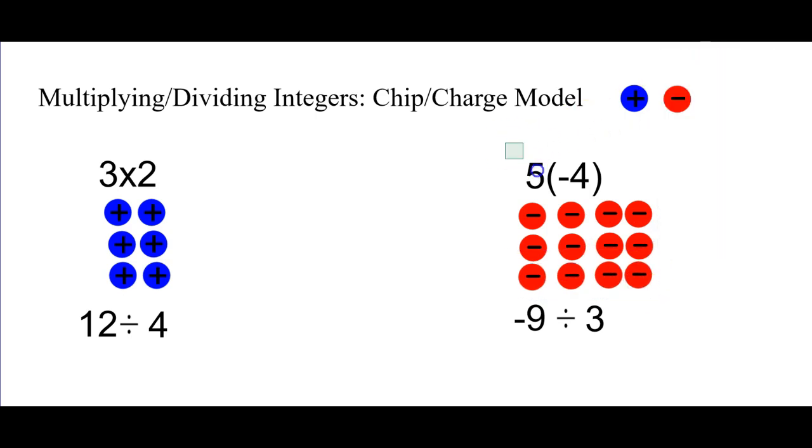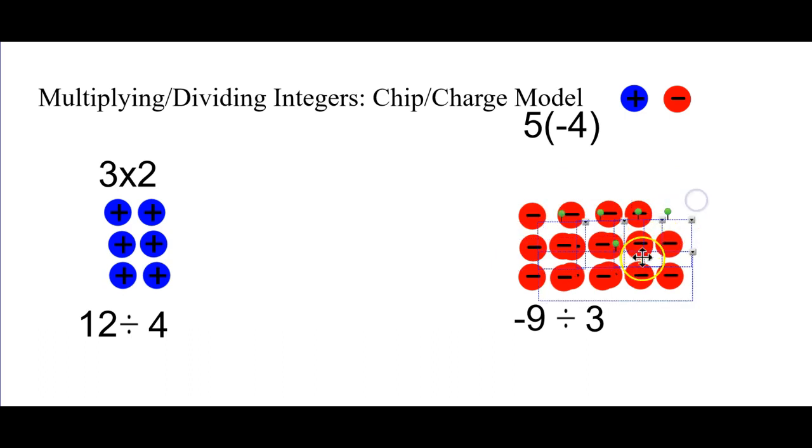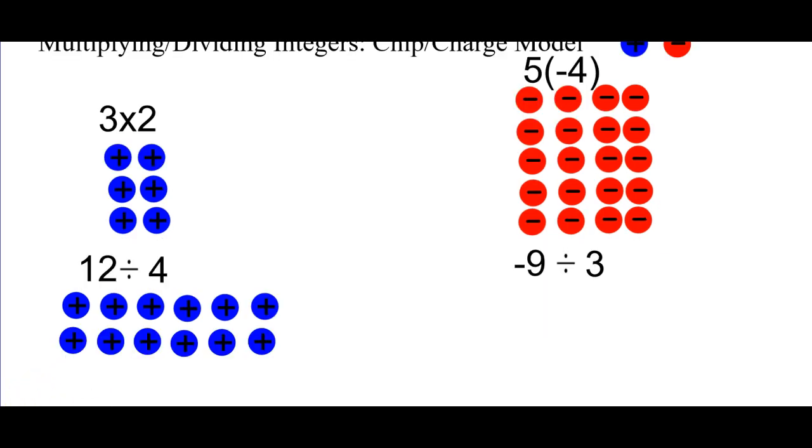And it'd be helpful, I guess, if I move this out of the way. And so there are 5 groups of 4 right there. Now, 12 divided by 4. Let's look at that. I'm going to put out 12 positives. So there's 12 positives, and I want to divide those into fourths.